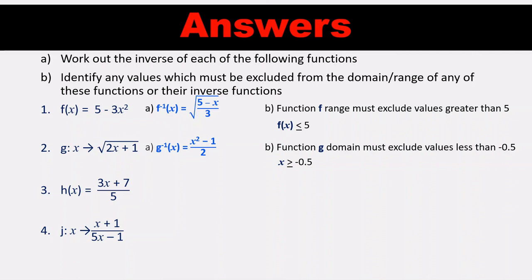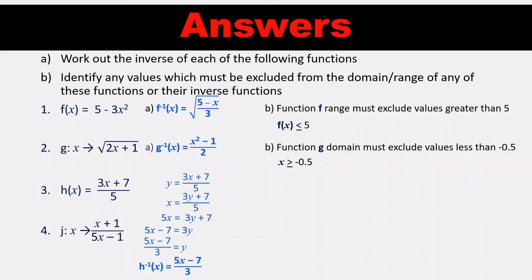On to question 3. I've got another fraction here, but the denominator is 5 and it would never be 0. So I have no worries about restrictions for my domain of function h. Let's find its inverse function. So let y be the function h. Let's swap our x's and y's. Let's rearrange to get y on its own. So multiply by 5, subtract 7, divide by 3. Y is on its own, so y is the inverse function of h.